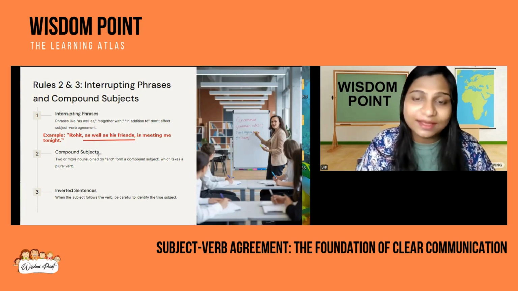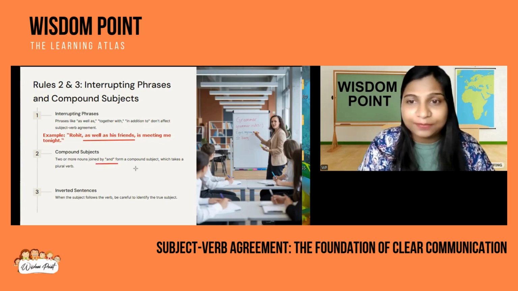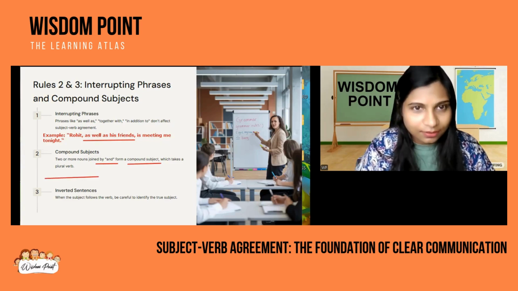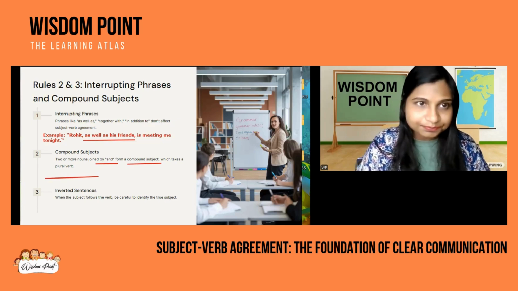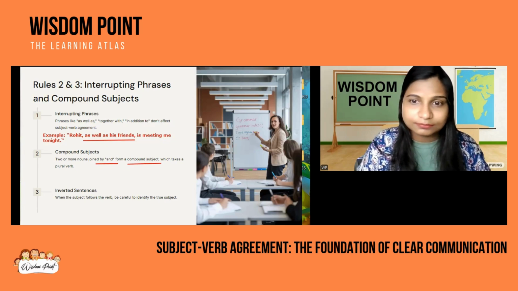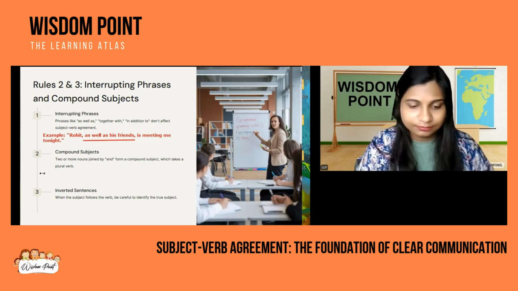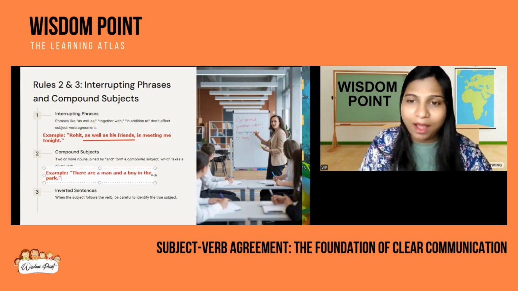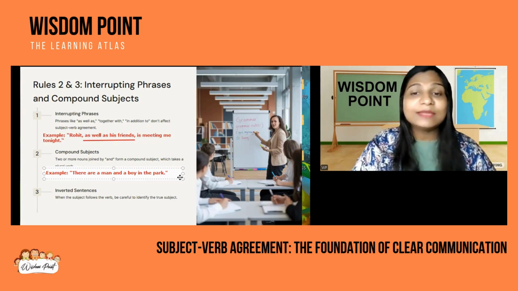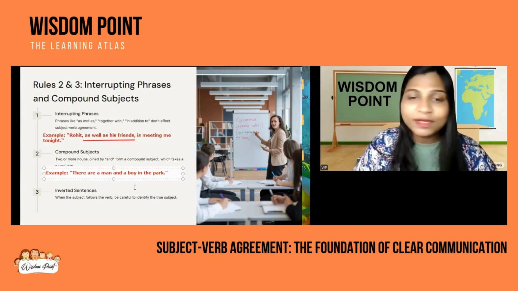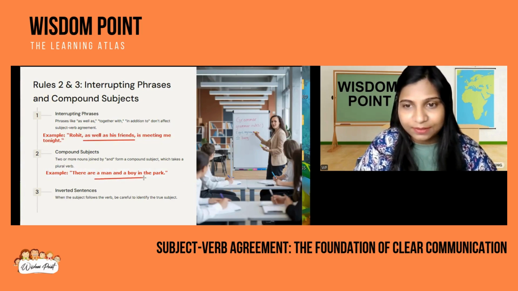Now, the next one here is compound subject. Two or more nouns joined by and form a compound subject, which takes a plural verb. Okay, for example, there are a man and a boy in the park. Okay, noun and noun. It means compound subject. Here, what is your subject? Your subject here is a man and a boy.